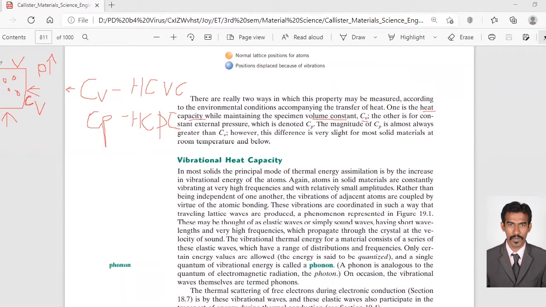CP means you have a container. This is a lid. So here I have some molecules, and you are providing heat. This I told you is CP. Here the pressure is constant, which means when you provide heat, these particles will start moving here and there and colliding with each other. So pressure is increasing.